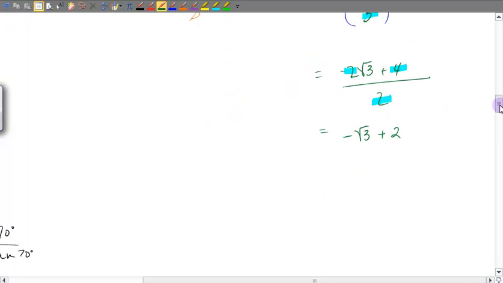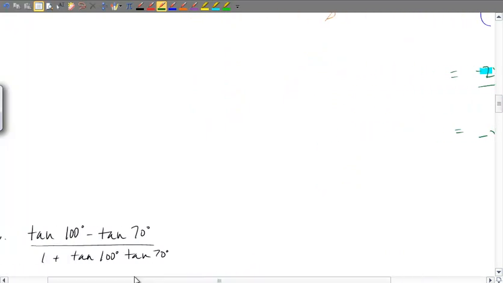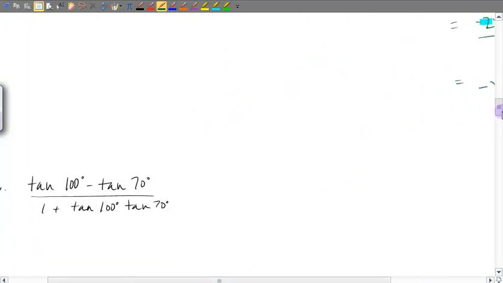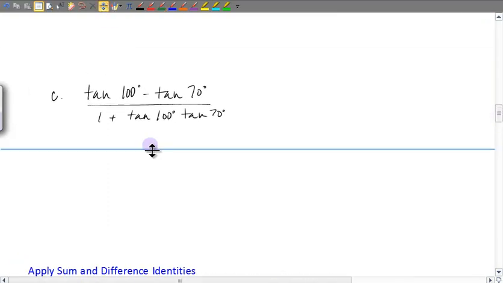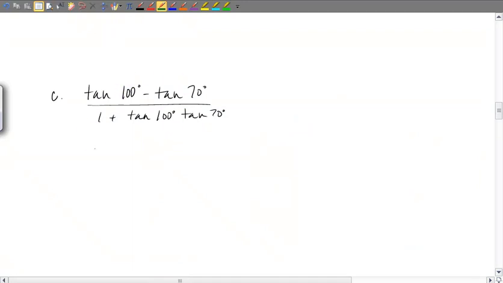So remember it. Now the last example that I want to work in this video looks like this example here, and these are the same instructions that we've been following so far. I want to find the exact value of this expression. Notice here that I have 100 degrees and 70 degrees, so I'm only dealing with two angles here, and it's the tangent.